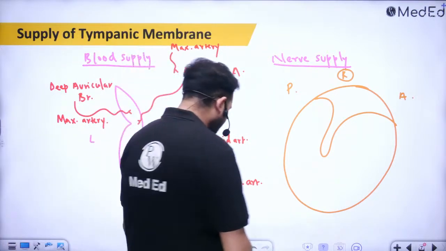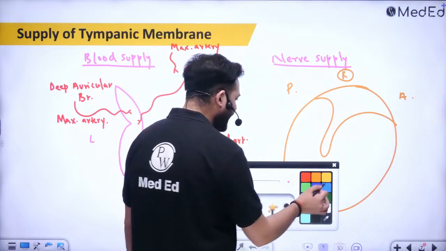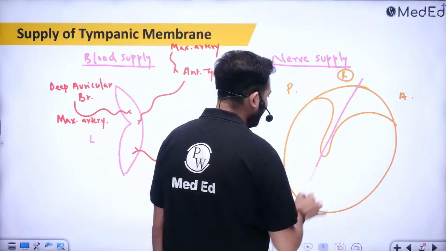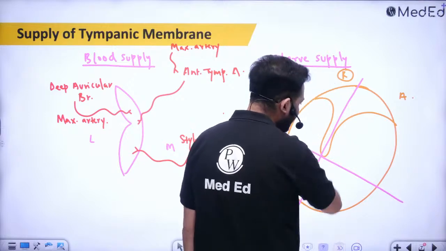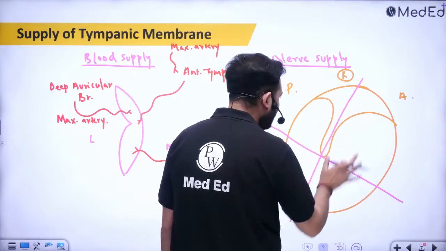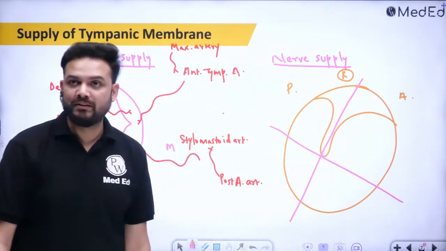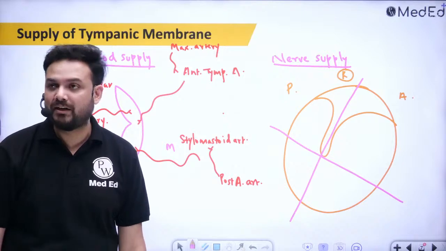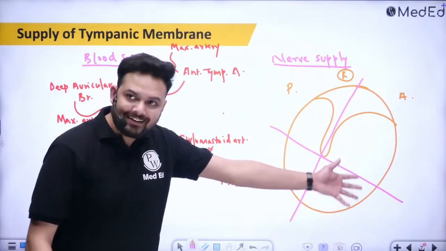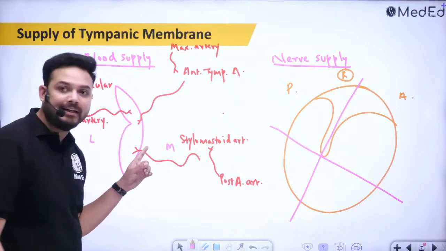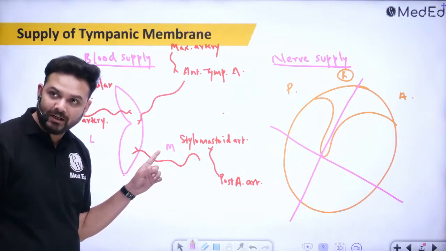And I told you that if I draw an imaginary line along the handle of the malleus, and another imaginary line passing through the umbo, these lines will divide my tympanic membrane into 4 important quadrants, right? That is what we have read. Up is the lateral side, andar wali is the medial side, right? Which is towards my middle ear compartment.